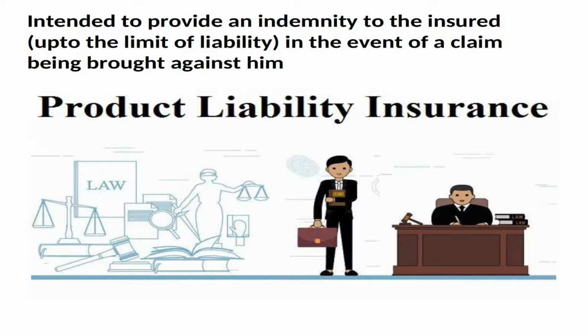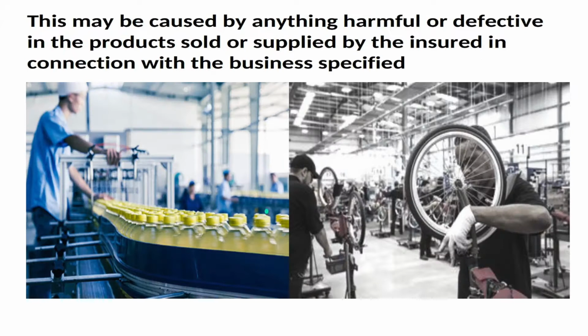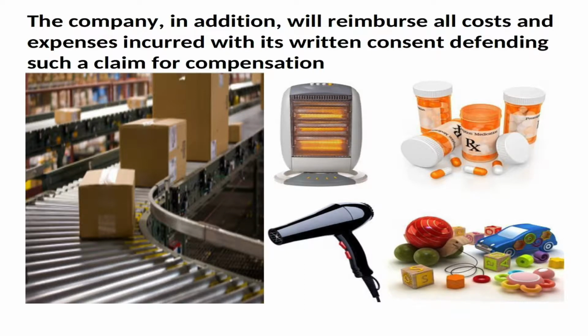Product liability insurance. This policy is intended to provide an indemnity to the insured up to the limit of the liability in the event of a claim being brought against him. This may be caused by anything harmful or defective in the products sold or supplied by the insured in connection with the business specified. The company in addition will reimburse all the costs and expenses incurred with its written consent defending such a claim for compensation. The policy will, however, not cover the cost of removing, replacing or repairing defective products or loss of use thereof.